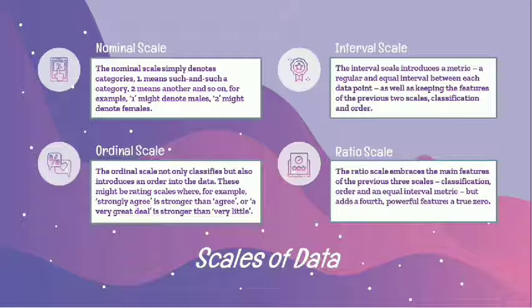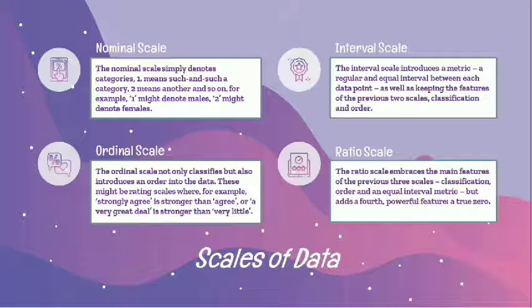Next, scales of data. The nominal scale. The nominal scale simply denotes categories. 1 means such and such a category, 2 means another, and so on. For example, 1 might denote males and 2 might denote females. The second one is ordinal scale. The ordinal scale not only classifies but also introduces an order into the data. This might be rating scales where, for example, strongly agree is stronger than agree.